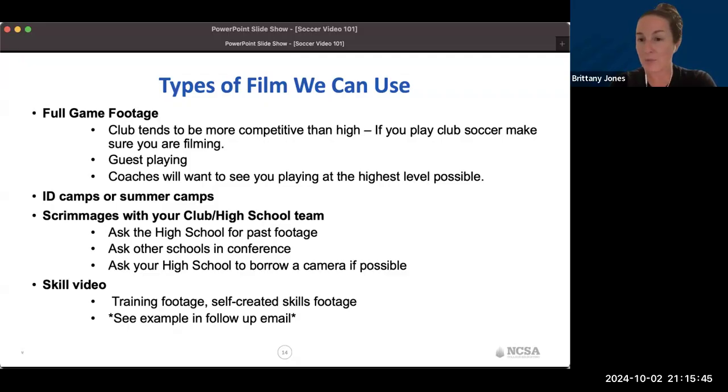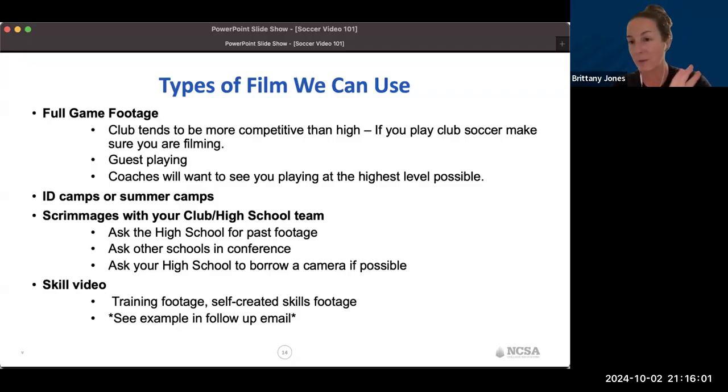You can use camp footage. So some ID camps will actually record games for you. We can use that. We can use scrimmages. So if you're training at practice and you end every practice with a 30-minute scrimmage, we can use that. And we can also use a skills video.